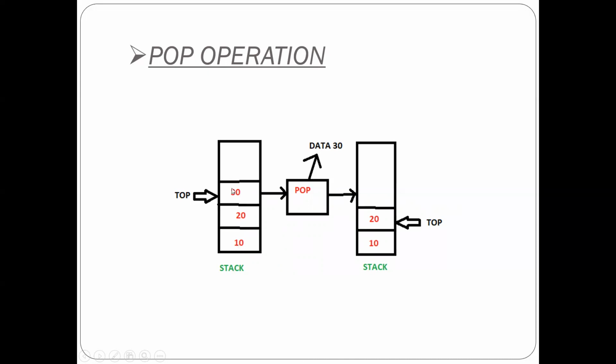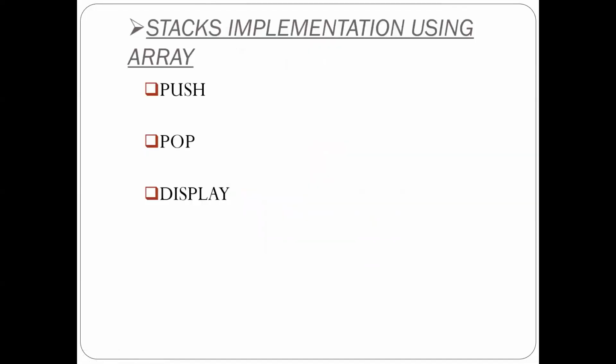Like in this case, this is the original stack, 10, 20 and 30. These are the three elements present here. Whenever I apply the pop operation, the data present at the top end, that is 30, will be deleted from the stack. And as 30 is deleted, the top end we decrement, so that next time if I apply the pop operation, 20 will be deleted. In this way we can apply the pop operation. So this is the basic concept related to the stack.